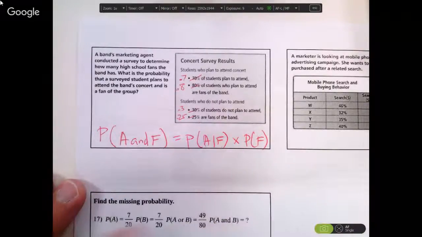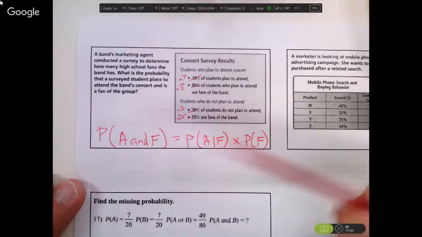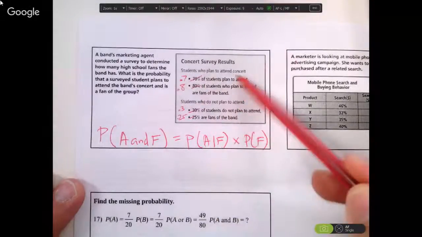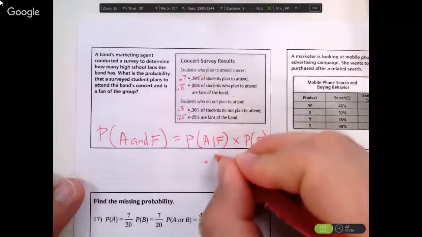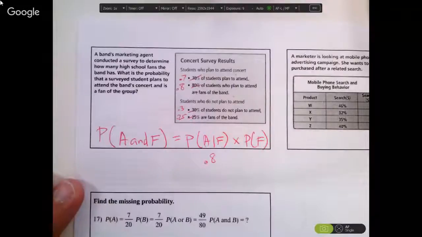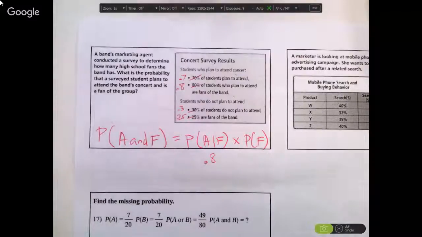What is the probability of attending given that you are a fan? Up here, it says plan on attending who are fans. They're giving it to us as 80%. It's 0.8 of the 0.7, because it says of the students who plan to attend, and 70%, or 0.7, plan to attend. So 0.8 of that 0.7 are fans. It's really 56%. It's 0.7 times 0.8.